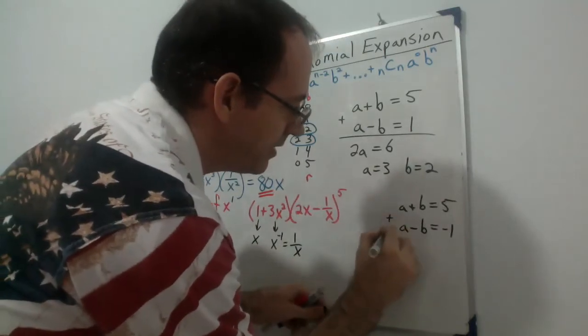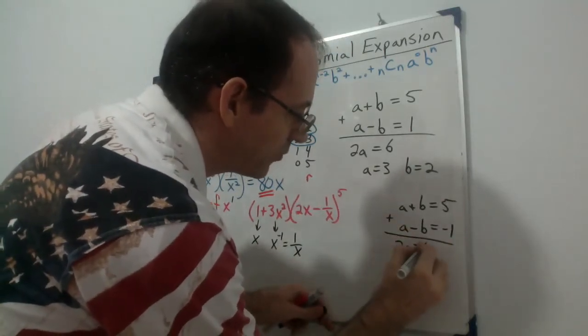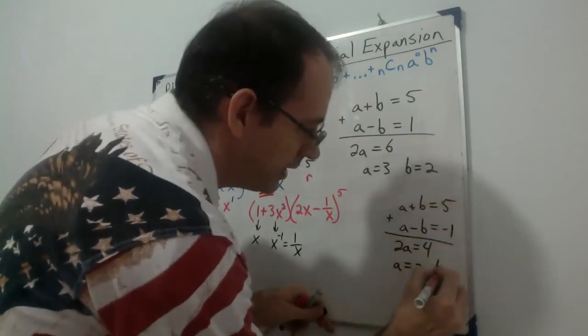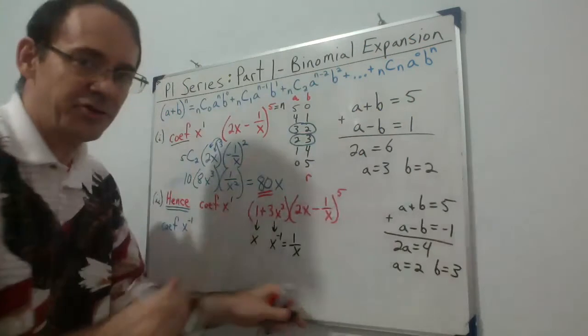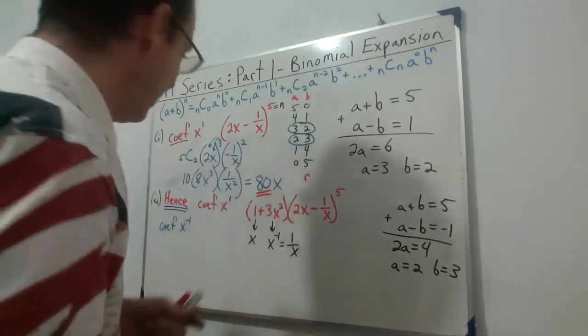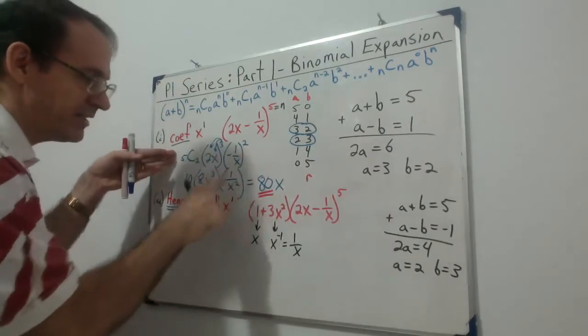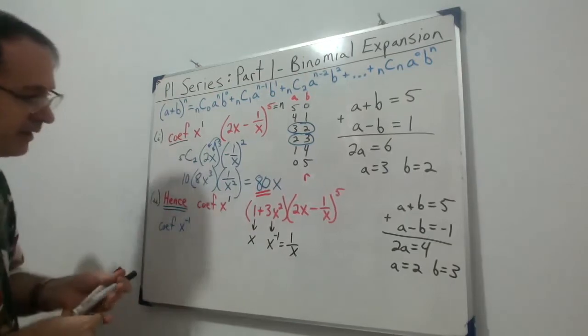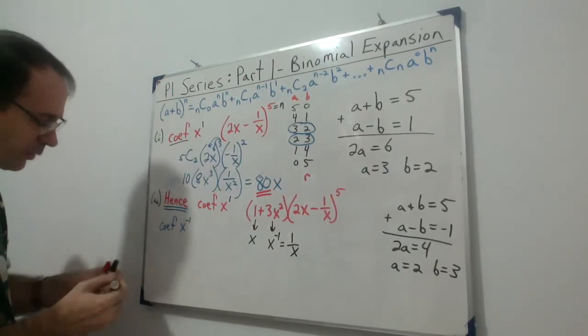So we're going to add these together. 2a now equals 4, so a equals 2. When you plug 2 in, b has to equal 3. So we got the 2, 3, same way for that. So we need to go back and do this so that we can find this x to the negative 1 term. So let's do that really quickly.